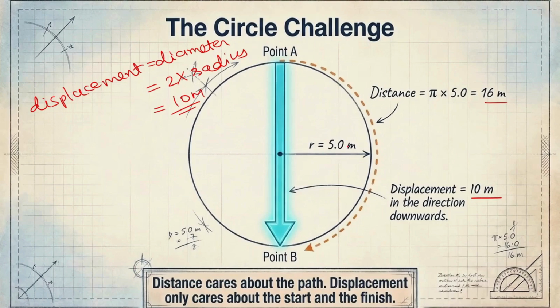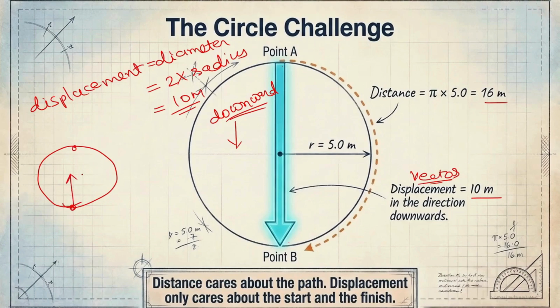Now, another thing is that in the displacement, you have to mention the direction because it is a vector. So if you don't mention the direction, it is meaningless. So what is the direction? From this to this means downward direction. If the person is here on this circle and then goes to this point, that means the direction is upward. I hope you understand this circle concept of distance and displacement.